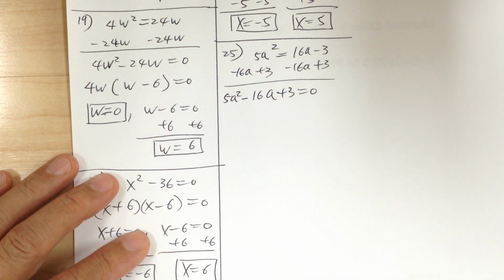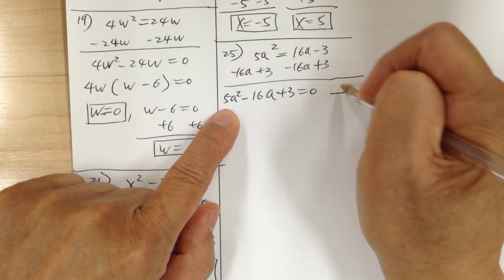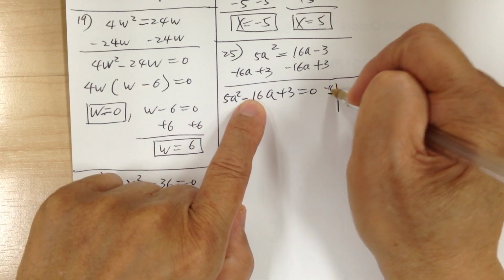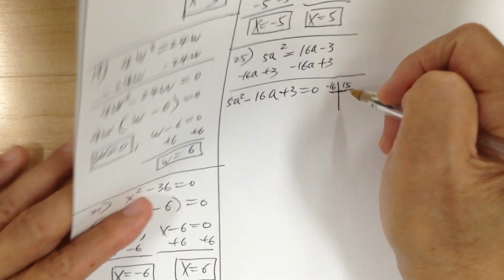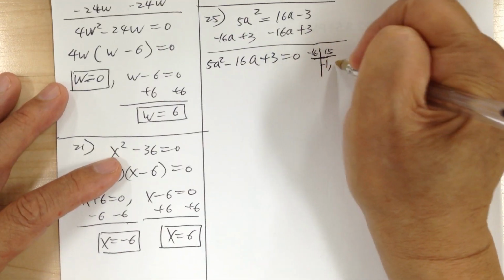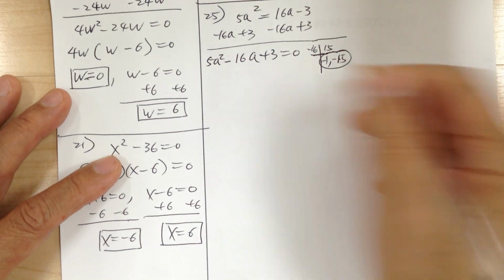Okay, then after that you're going to start to do the factoring. So step 1, step 2, step 4. Okay, so you need to get negative 16 and this one be 15. So you need to go with negative 1 comma negative 15. Okay, and that's the one.